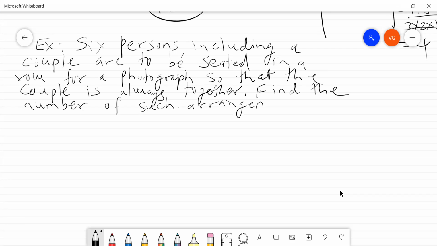Look at what the question is here. Try to read the question and understand. 6 persons, including a couple. You know what is the meaning of couple? Husband, wife. Okay. So out of these 6 people, there is one couple. These 6 people are to be seated in a row for a photograph.